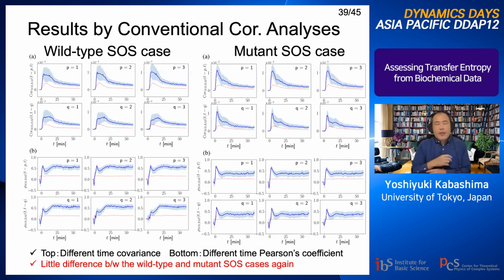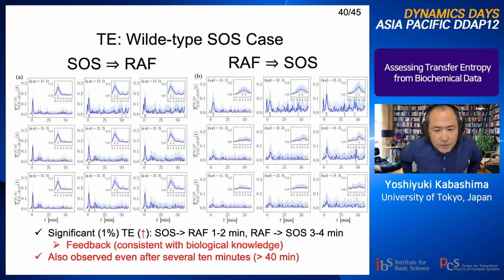So we analyzed them by the conventional correlation analysis. This is the wild type Src case. This is the mutant Src case. Between the two, we again find little difference between the wild type case and the mutant Src case. So we applied our method for evaluating the transfer entropy.